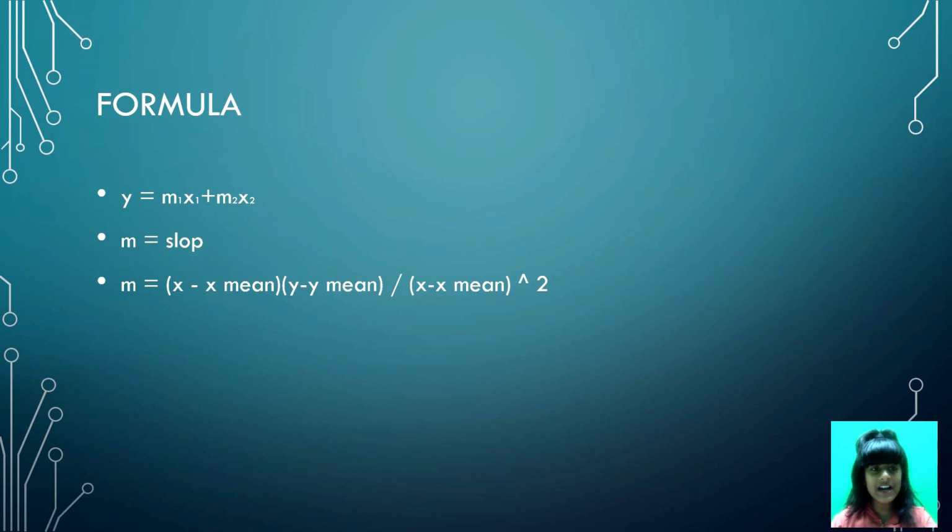The formula for multiple linear regression is going to be y = m1 x1 + m2 x2 + so on. And here m is going to be the slope. We have to calculate the m value too. So the formula for m is going to be the sum of (x - x mean)(y - y mean) divided by the sum of (x - x mean) whole square.